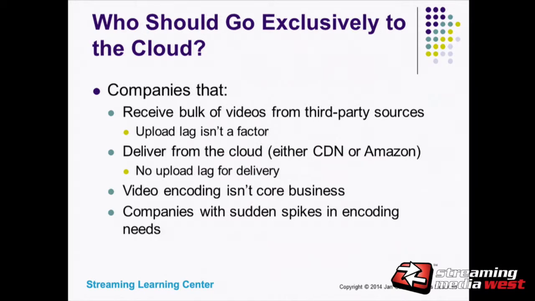I think there are some companies that really should look to the cloud and should never go on-premise. And those companies are, if you're receiving a lot of videos from third-party sources, right? So if you're a UGC site and everybody uploads to you, if you're a video delivery service and people are uploading the videos to you, if the files are being uploaded anyway, then the upload lag that I talked about a moment ago is gone. If you're delivering from the cloud, either from a CDN or from Amazon, I think it makes sense to go directly to the cloud as well.